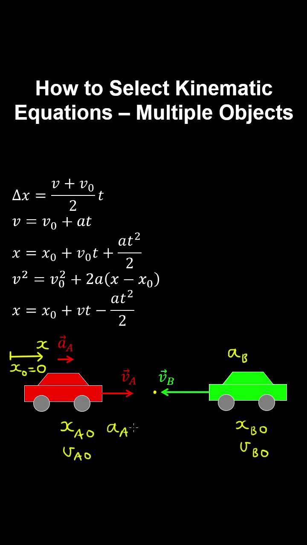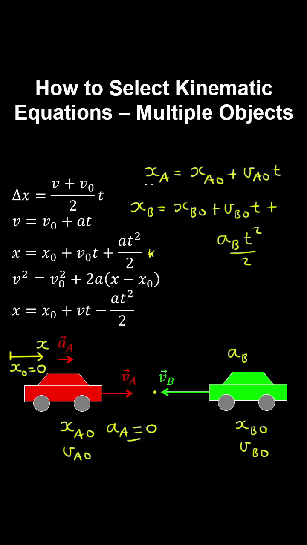And suppose car A is not accelerating. So given what is known, we can use this kinematic equation and apply it to each car, where the acceleration of car A is 0, and then you apply a constraint, so the positions must be equal, and then you can solve the resulting equation to obtain the time of the collision, and from that you can substitute the time into either of these equations to obtain the position of the collision.